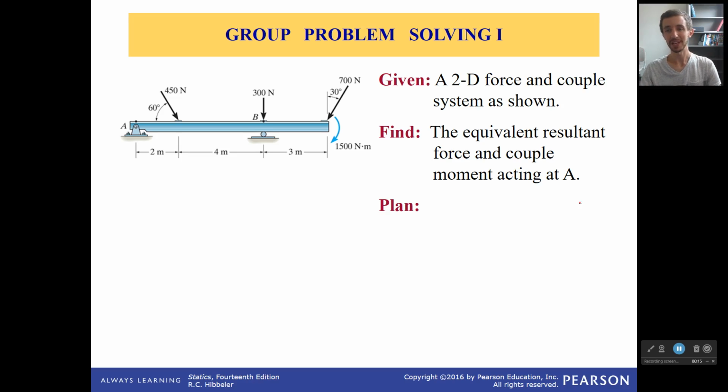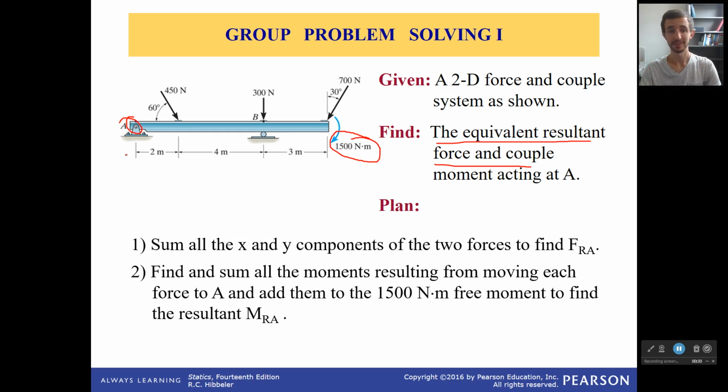So what are we doing? Well, we have a 2D force and couple system shown. This time we actually have a couple moment, so don't forget that. We're going to try to figure out the equivalent resultant force and couple moment acting at point A. Okay, so with that in mind, let's try to solve this.